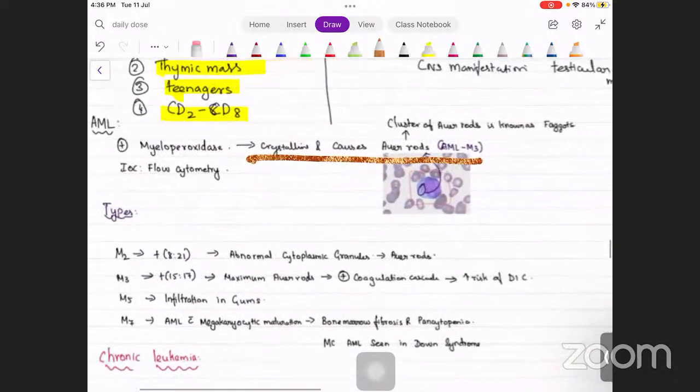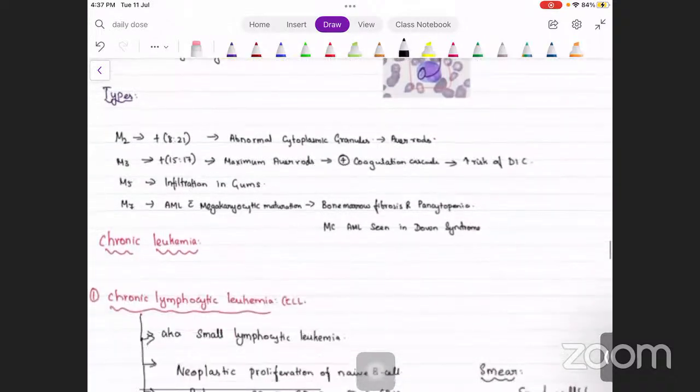Auer rods are seen in what stage? Another important MCQ: M3 stage. Auer rods are seen in AML M3 stage, where the investigation of choice is flow cytometry. And among the AML types, the important one is M2, which is T(8;21), and M3, which is T(15;17), where you see the maximum Auer rods.